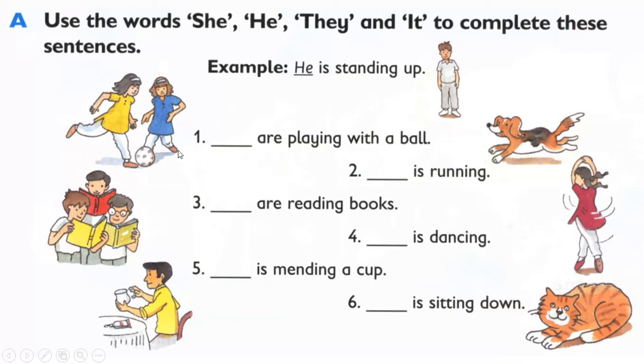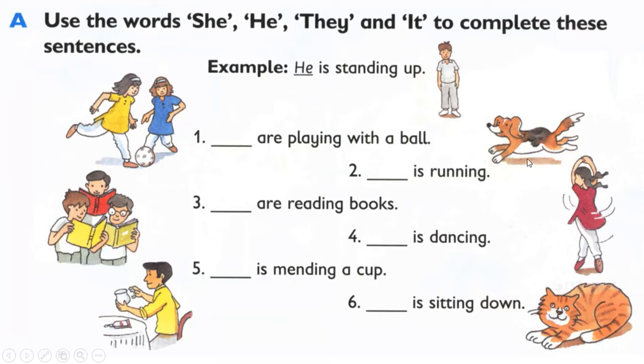Now look at this. Number one, Dash are playing with a ball. Here you can see two girls. You put they here. They are playing with a ball. Never use he or she or it here. Always use they because they are two persons, two girls.